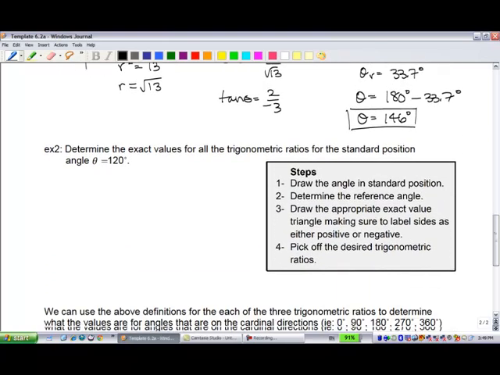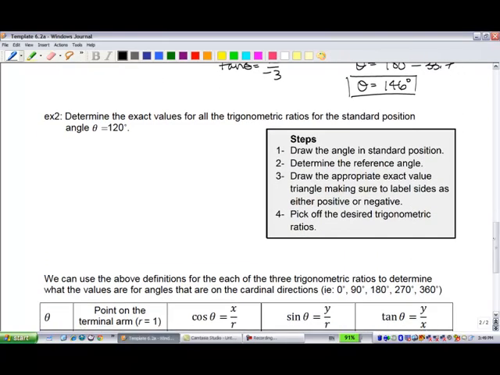So let's determine the exact value for all trigonometric ratios for the standard position angle of 120 degrees. Is 120 degrees bigger than 90 degrees, which is straight up? Yep. Bigger than 180? No. So we'll just draw a line in quadrant 2 in this case. That's 120 degrees.